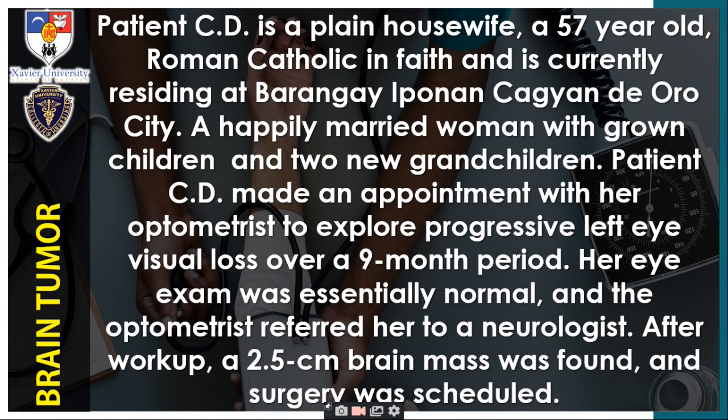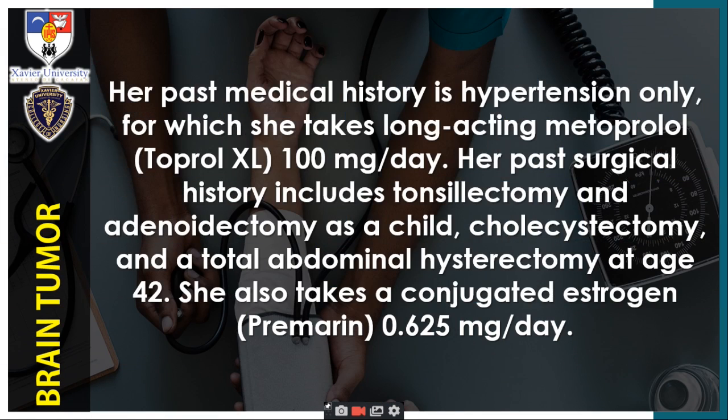After workup, a 2.5 centimeter brain mass was found and surgery was scheduled. Her past medical history is hypertension only, for which she takes long-acting metoprolol or Toprol XL 100 mg per day. Her past surgical history includes tonsillectomy and adenectomy as a child, cholecystectomy, and a total abdominal hysterectomy at age 42. She also takes a conjugated estrogen or Premarin 0.625 mg per day.